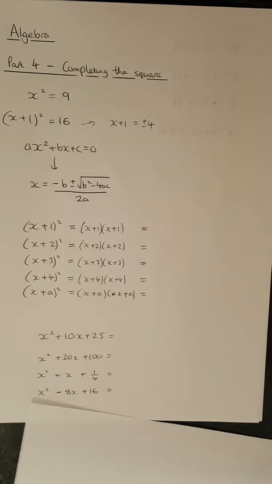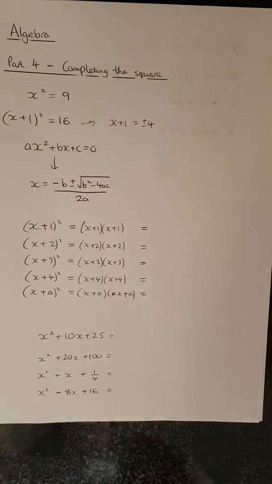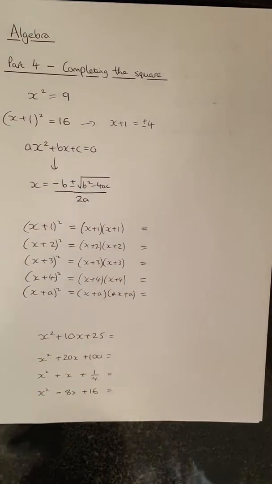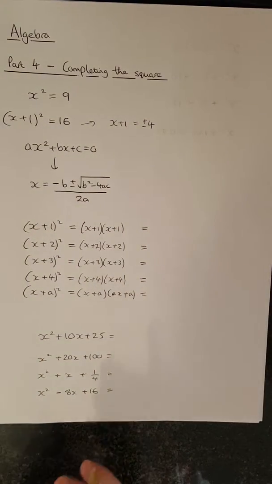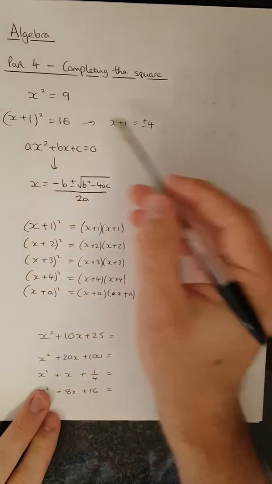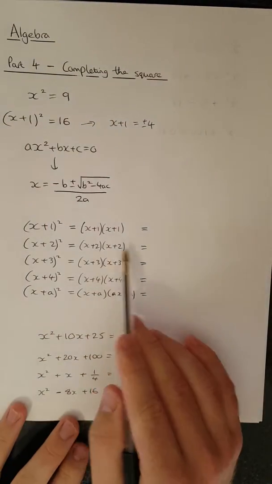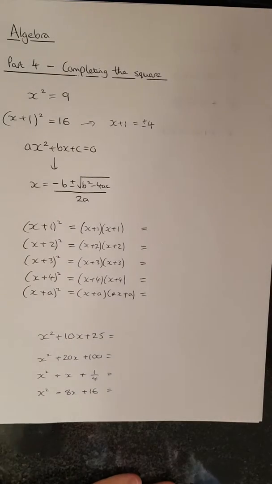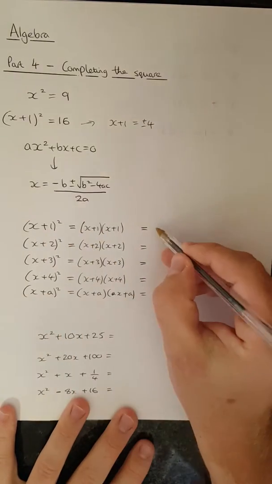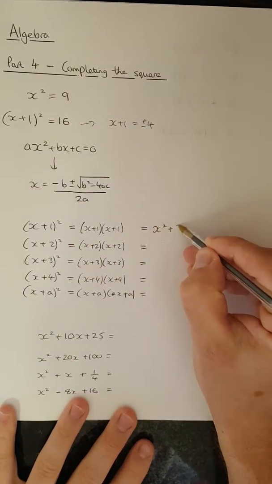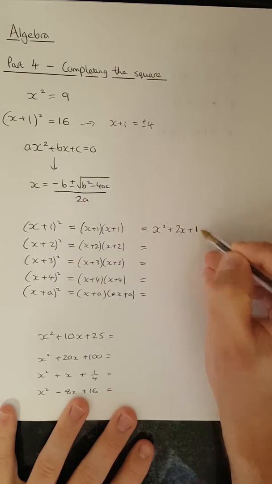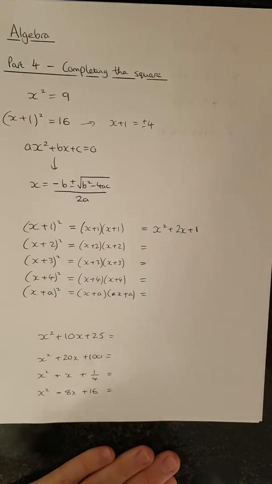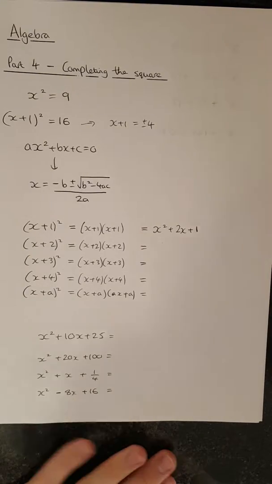So, let's look at expanding some brackets. Because if we're going to try and put things into brackets to make it into a square, to complete the square, you're going to have to be able to expand nice and quick. So, if I expand these brackets, I get x squared plus 2x plus 1. Pause if you want to do these for yourself. The second one.